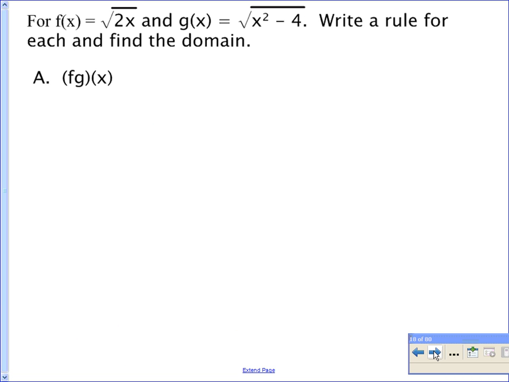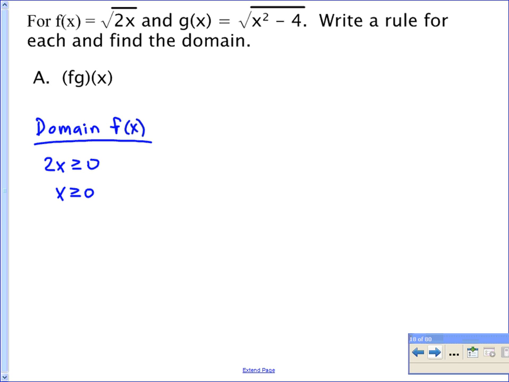Okay, so here we have another example, and what you're going to do is use this to find f times g. We're first going to go through and find the domain of these, so that we can use that multiple times. So let's look at the domain. First, we're going to find the domain of our f of x. In this case, we're going to say 2x is greater than or equal to 0. So that means x is greater than or equal to 0.